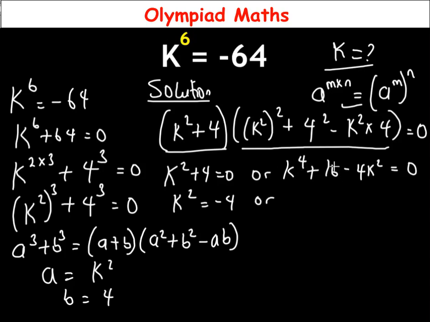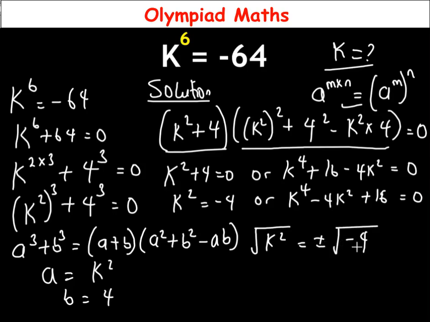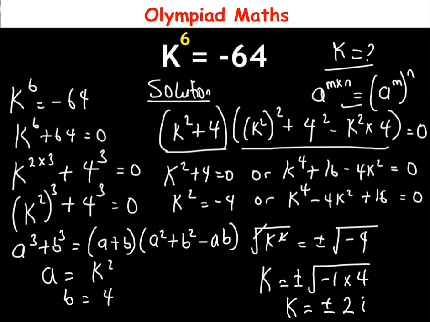Or from here, arranging this, it becomes k to the power 4, then minus 4k squared, then plus 16 is equal to 0. To then solve for k here, we square root both sides. So k squared is equal to plus or minus square root of minus 4. So square cancels square root, k stands alone. K is then equal to plus or minus root of minus 4, which can be written as root of minus 1 times 4. So we have k equal to plus or minus root minus 1 is i, and root of 4 is 2. So 2 times i is 2i. With this, we've gotten the first value of k as plus or minus 2i.